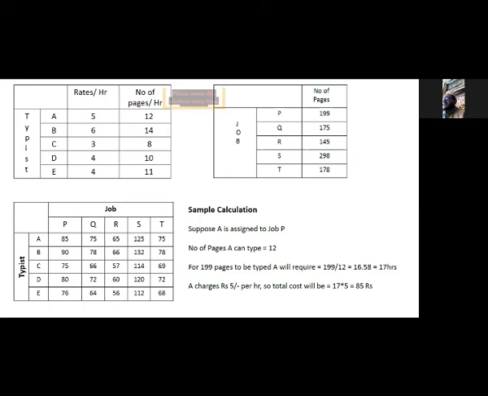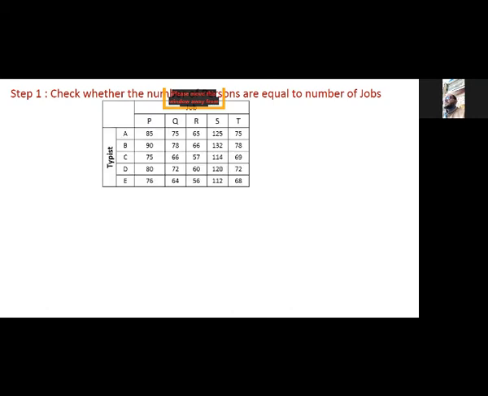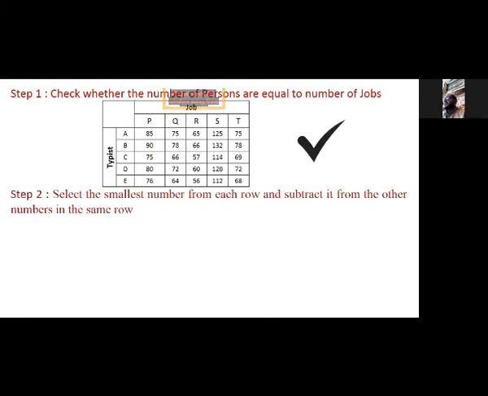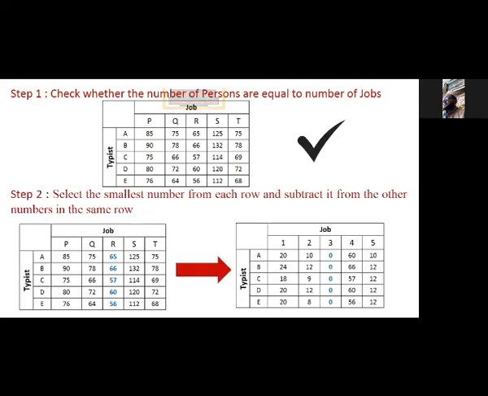So as it is a minimization problem, we don't have to go for the maximum element and all that. We can directly start with the Hungarian method. Now we will follow exactly the same steps which we were following. No changes. So first step, I will just go fast. You can complete this problem later. So check whether the number of persons is equal to the number of jobs. Yes, they are equal. Then take the smallest number from each row, and you will get this answer.